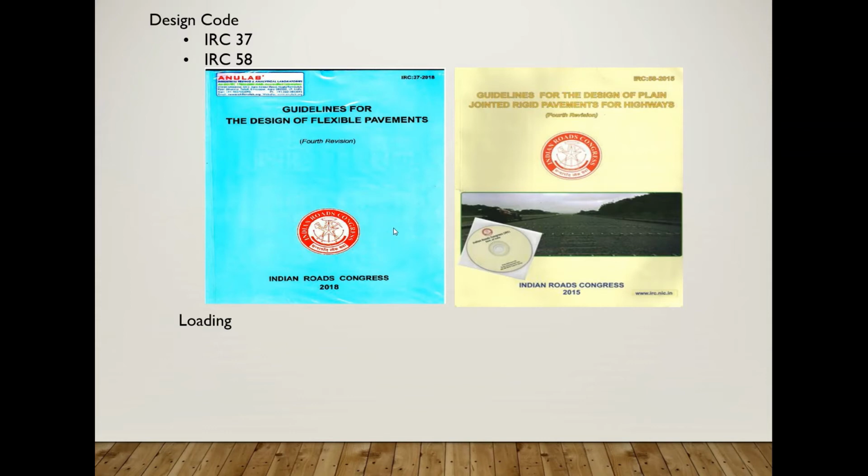If you want to read these in detail and prepare Excel sheets, I have already prepared a series of playlists on rigid pavement design. You can refer to it. And then loading pattern: how is the loading pattern in flexible pavement and rigid pavement.